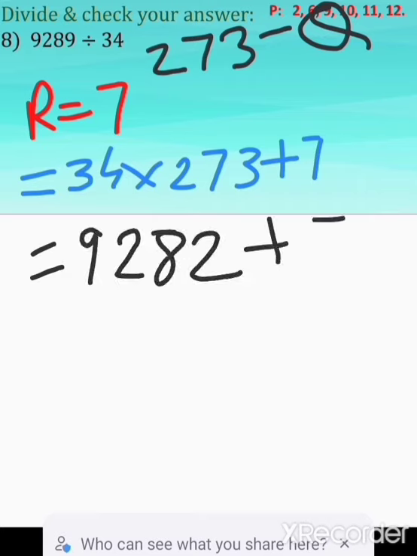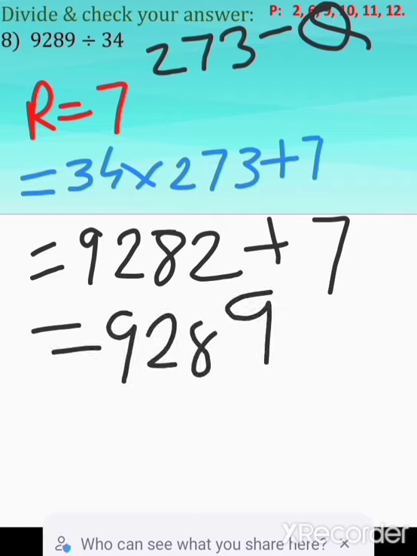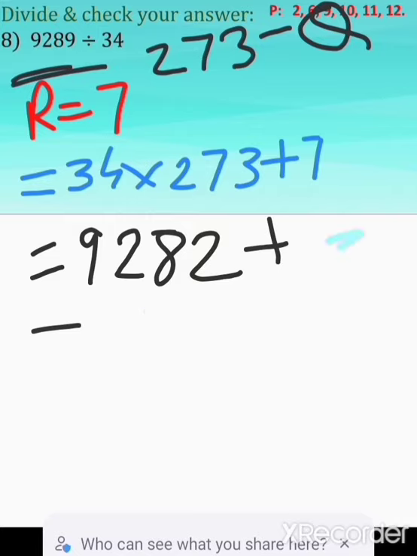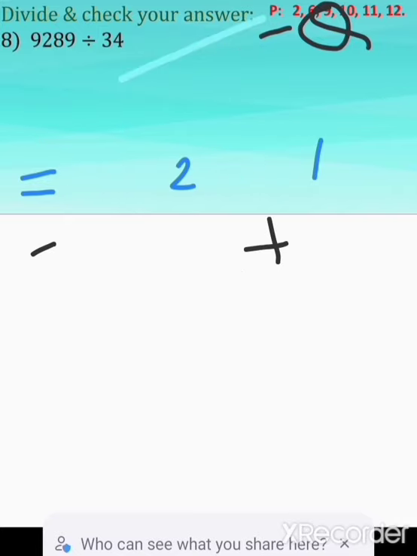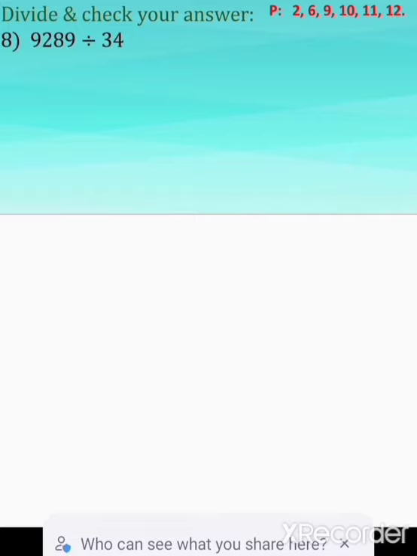9282 plus 7 we have to do. So 7 plus 2, 9, and same 928 I'll copy. I got my number 9289. It means it's correct. Okay, so this way you have to do the checking after each and every division. I hope it's clear, students.